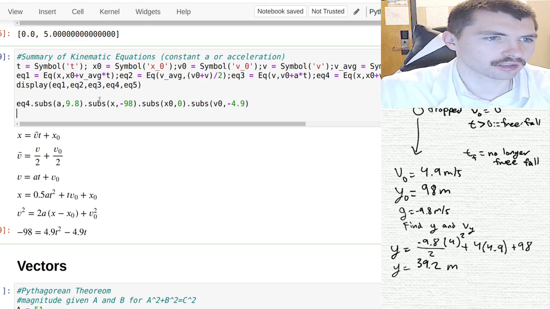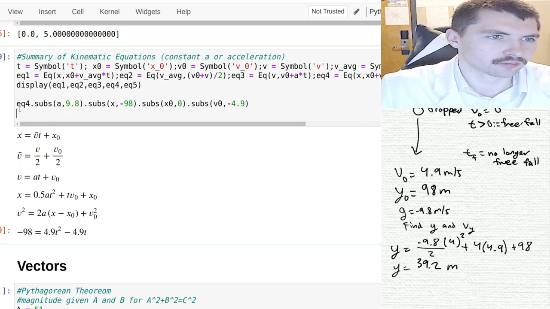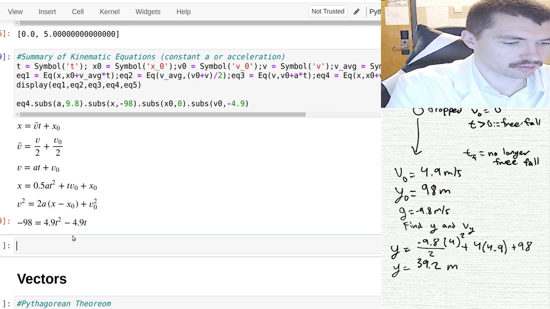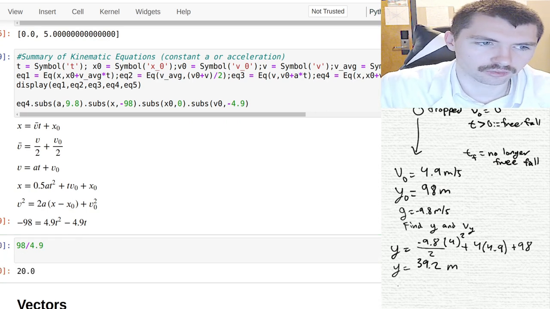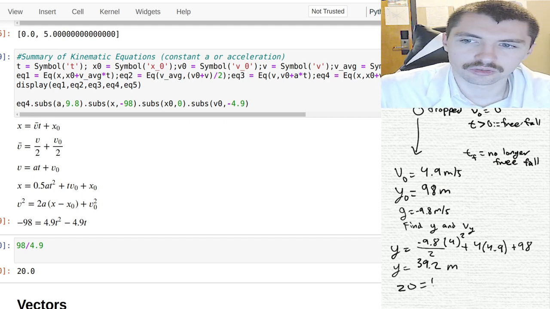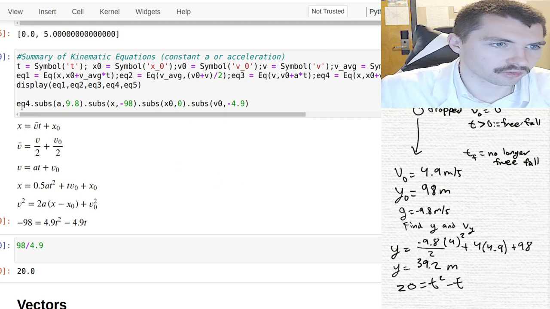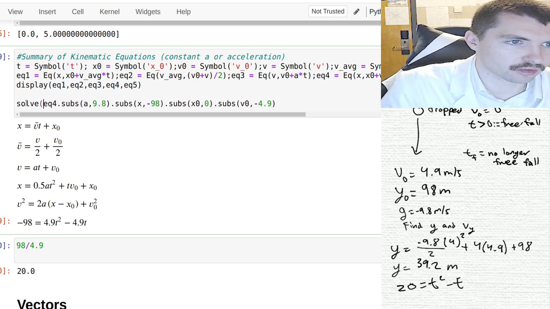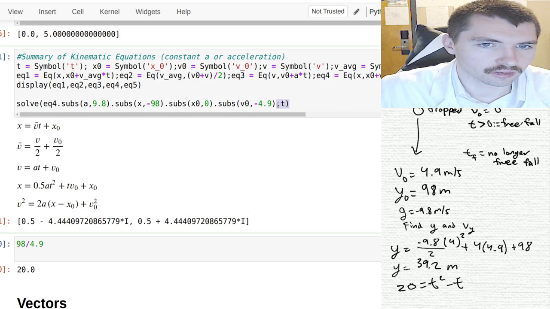All right, so let's take 8 divided by 20. So we're going to get 20 equals t squared minus t. So we want to solve this for t. So do I write solve this for t? I guess I don't need to write t.